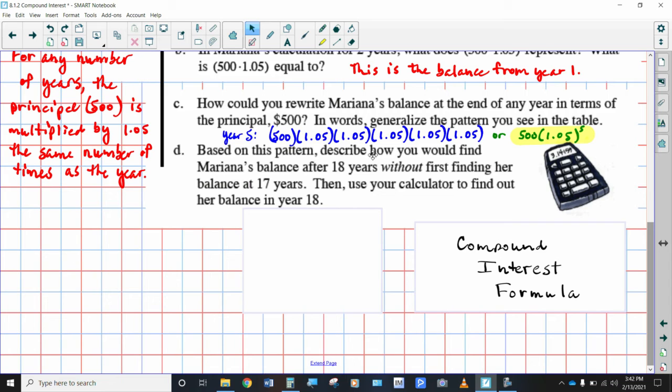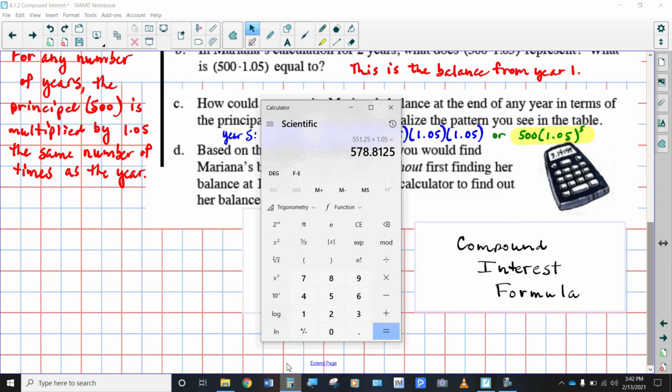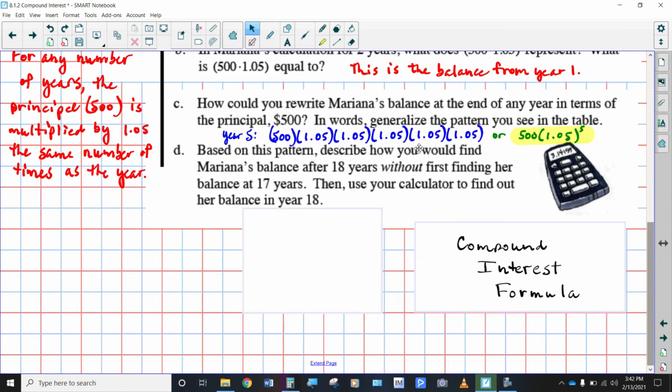So based on this pattern, describe how you would find Mariana's balance after 18 years without first finding her balance at 17 years. Okay, so this is the part where it's like, if you're going to figure it out after 1 year, remember what we did on the calculator where we just kept taking the new balance and multiplying times 1.05 and rounding to the nearest penny? Well, if you did that 18 times, you would see what the balance was every single year, including the 17th year.